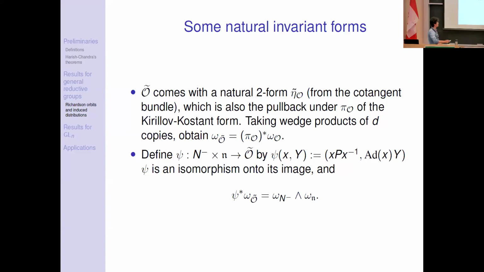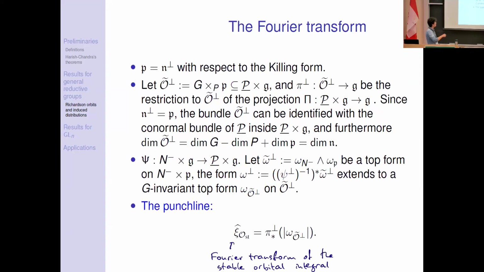And there's also a very natural two form that just lives on the cotangent bundle. You can get a volume form by taking a wedge product of it with itself D times. These are the very natural forms that live on everything: on the unipotent radical, on the opposite unipotent radical, and so on. Okay, and so now when you're doing the Fourier transform, I should maybe have written down something here.